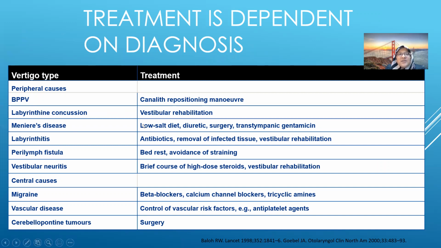Labyrinthine concussion, vestibular rehab, Meniere's disease, low salt diet, and surgery. I think in Malaysia we are still not really exposed to surgical interventions among vestibular disorders. Labyrinthitis, perilymphatic fistula, vestibular neuritis, all those things need vestibular rehab. Even in the early stage, of course, we can give them high dose beta steroid, and that's all.